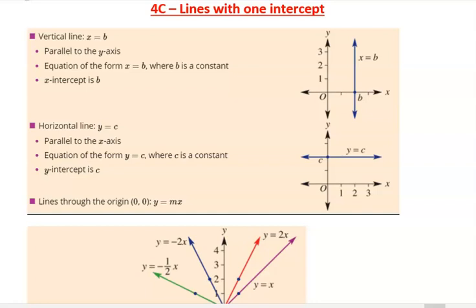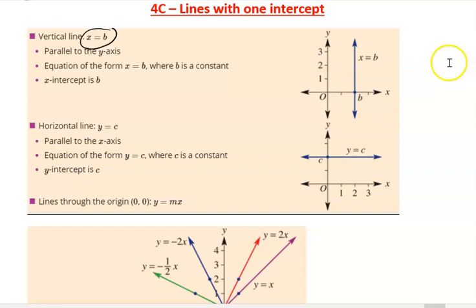Lines with only one intercept will only cross either the x or the y, or they'll go through the origin. So a vertical line, like this one, just goes up and down, and at no point will it ever cross the y line, because it goes infinitely up, infinitely down, and intersects at b. So the x-intercept is just b. X equals b. If that were the number 2, it would be x equals 2. That means it's a vertical line.